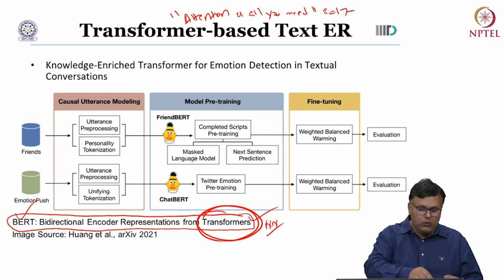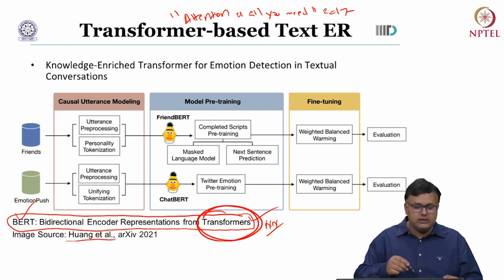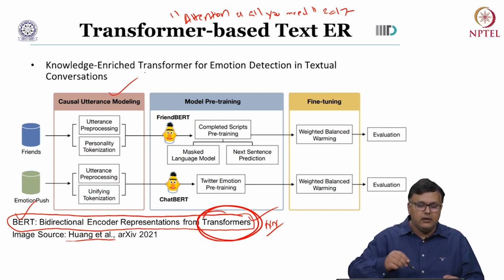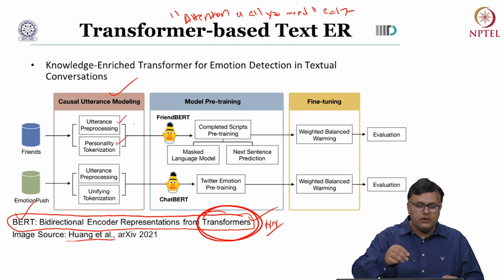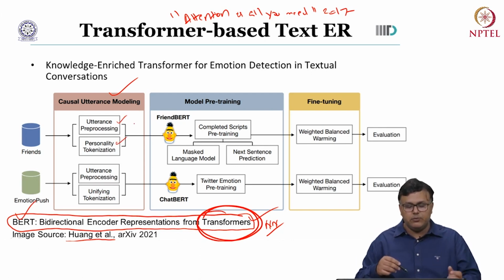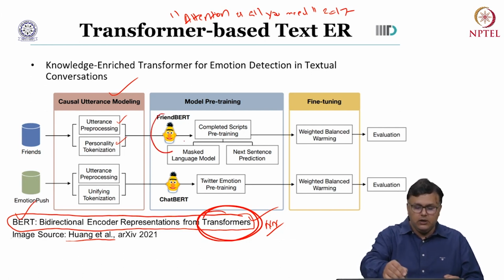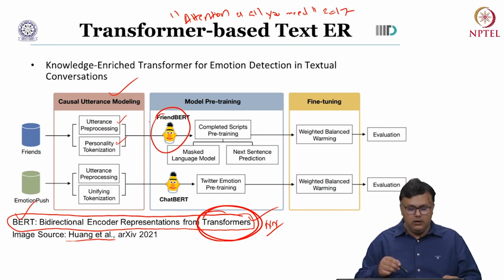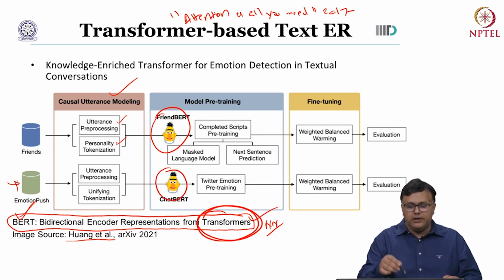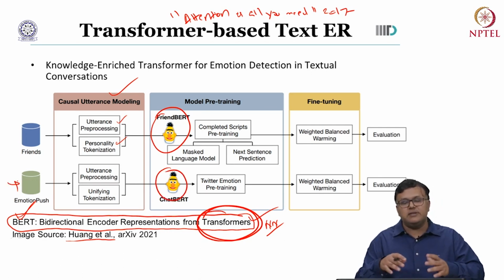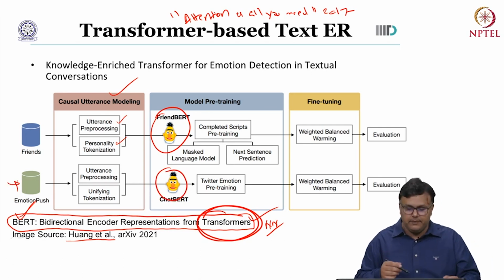So here is a work by Huang and others. What they're doing here is they are modeling the utterances. So they are doing utterance pre-processing and they are looking at the personality tokenization. So this is the pre-processing part. They input it into a pre-trained BERT model, which is called a friend BERT, and then the second one from the emotion corpora, they are input into a chat BERT. So these are, of course, as the name suggests, trained on different types of data.